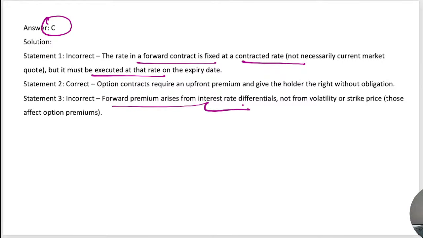Got it, guys? Forward is OTC. It will get affected by the exchange rate and strike prices. Yes. The pricing is the same, okay?